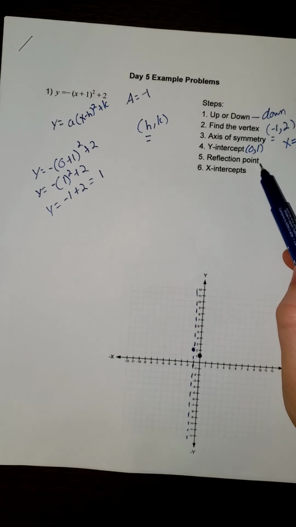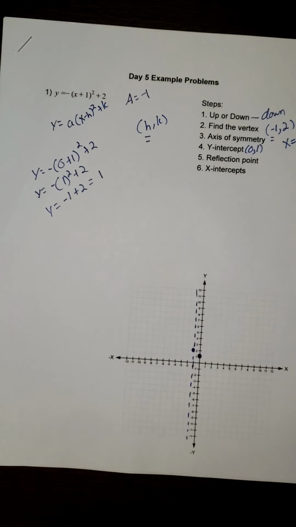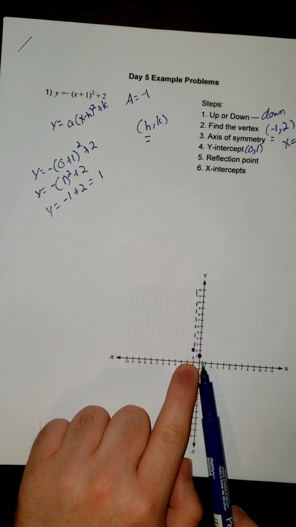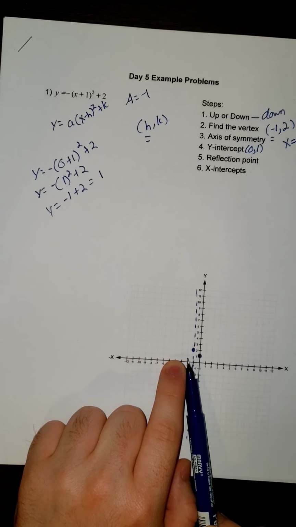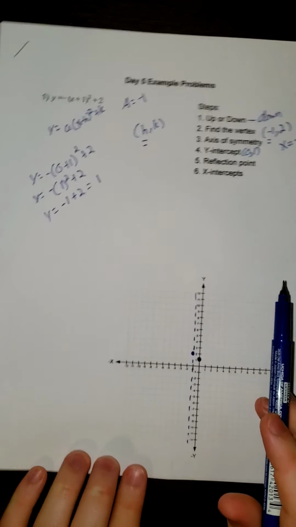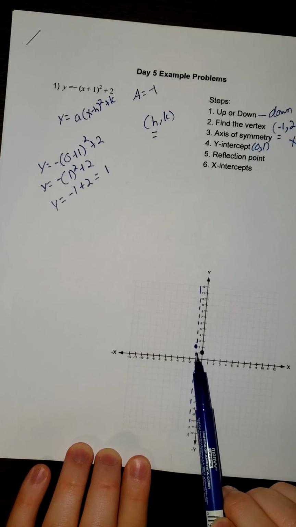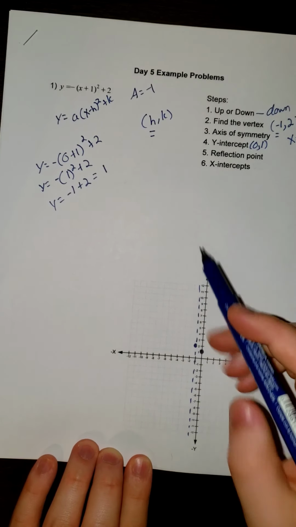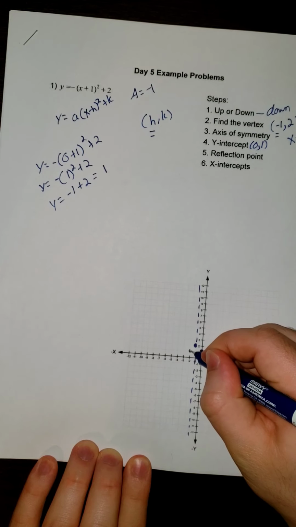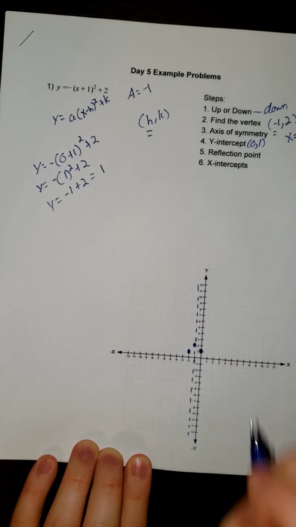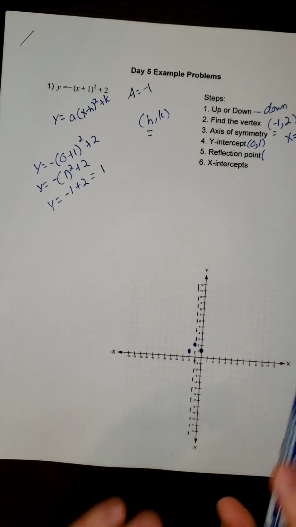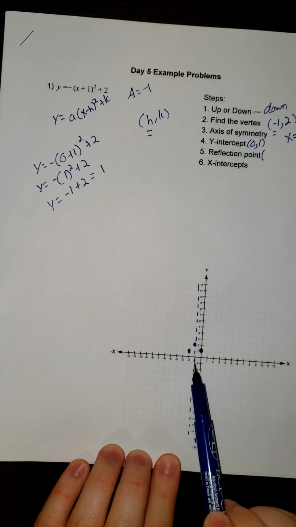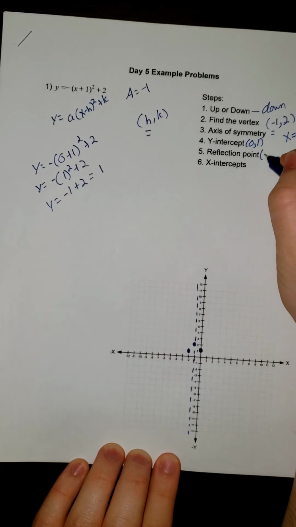Then we want to find the reflected point, okay? Remember, for the reflective point, you just look at your y-intercept, and you count the distance from the y-intercept to the axis of symmetry, and then you just go over that many spaces on the other side of the axis of symmetry. So you can see our y-intercept here is 1 space away from the axis of symmetry. So that means that the reflective point is going to be 1 space away, but on the other side. And then you always want to make sure you write down that reflective point. So this point is at -2, 1.